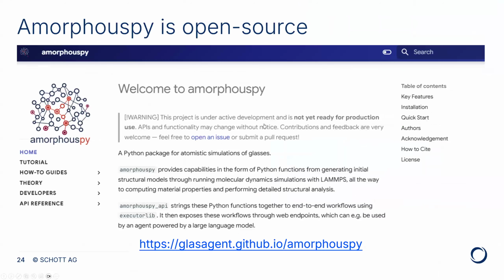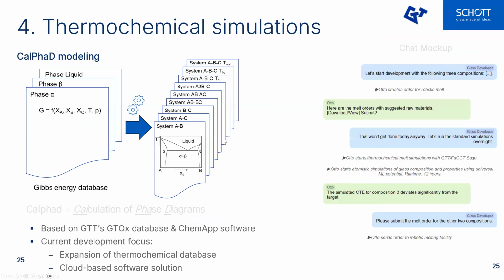And let me move further. And so actually, the package that is behind this, meaning both the workflows and also the web API that we are talking to from the chatbot, we have made it open source. It's called Amorphous Pi. And if you're interested in glass simulations, you're very welcome to check it out. It's still under active development, but I expect that we will converge somewhat towards the end of the year. So far, this effort has focused on classical potentials, but the next step for us will be to move to machine learning interatomic potentials here.